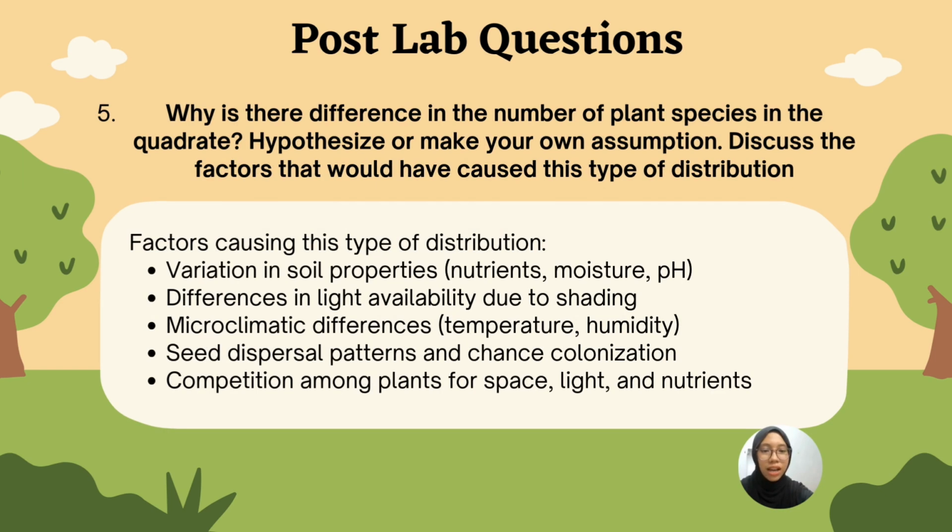Lastly, for question 5, we hypothesize why plant species are distributed differently. This is likely caused by variations in soil properties like nutrients and pH, as well as differences in light and microclimates. Biological factors like seed dispersal patterns and competition for resources also play a major role in these distribution patterns.